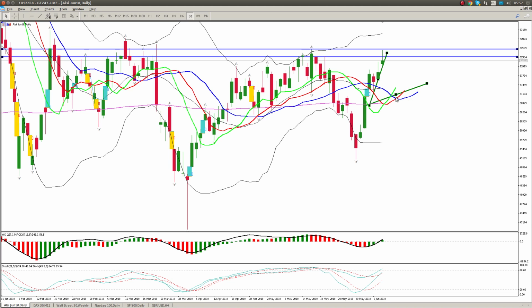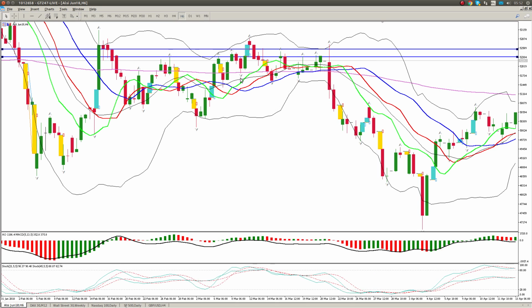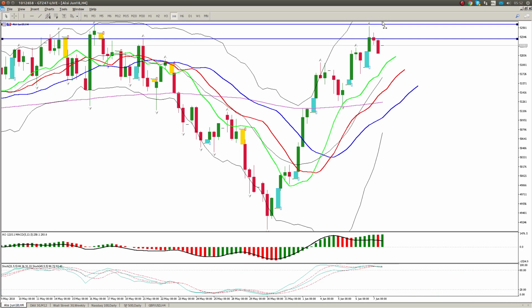Okay, so let's just get rid of that and get rid of that. Right, so from a 4 hour perspective, so that's a 6 hour, let's get down to 4 hour. Okay, so you can see we have quite a few gaps that are open below. 1, 2, 3, 4, 5 gaps open below. So we've got a couple of magnets, but for all intents and purposes, this is still a very strong uptrend.